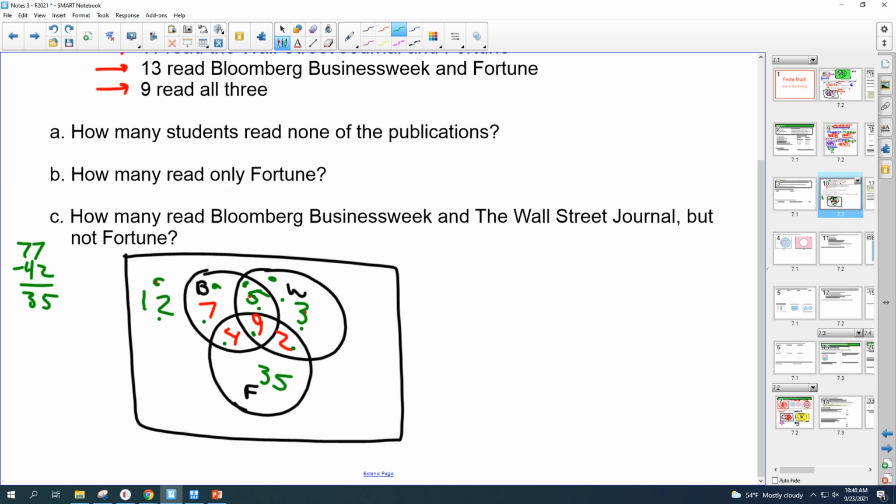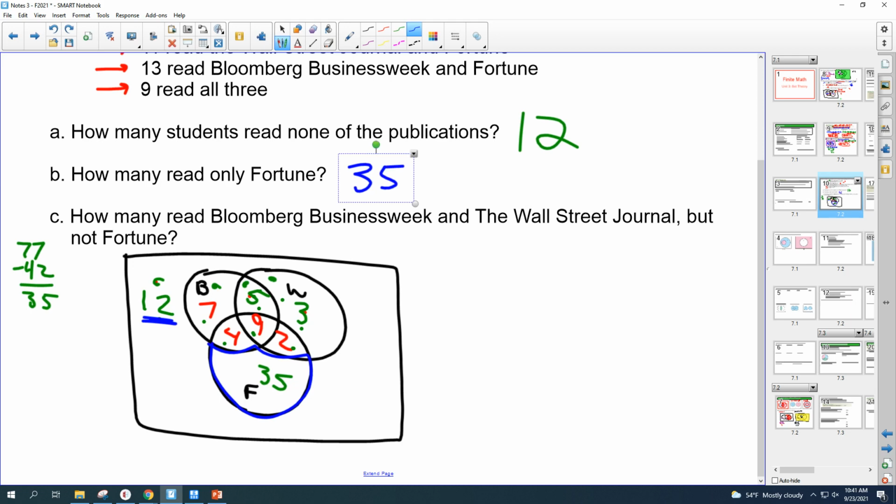Okay. Once you have your Venn diagram filled out and all the numbers in the right place, now you can go back and start answering the questions. How many students read none of the publications? That's 12. That's an easy question now, right? Because we just went right here. 12. How many read only Fortune? That's this right here, right? 35.